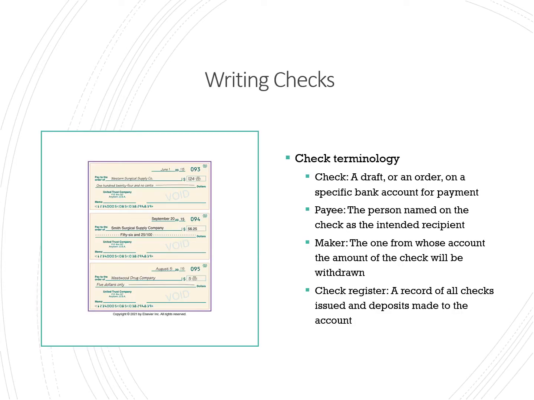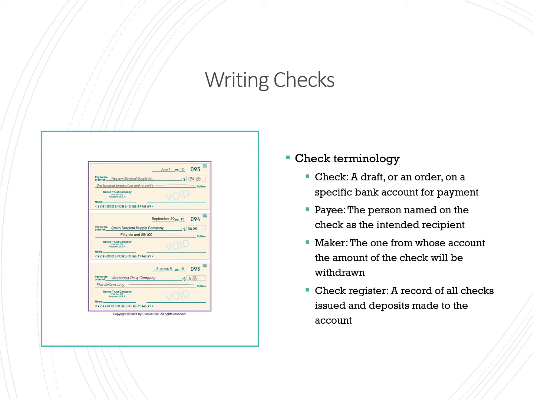Let's talk about some check terminology. First, let's define a check. A check is a draft or an order on a specific bank account for payment. Then there's the payee. This is the person named on the check as the intended recipient. Next term is maker. This is the one from whose account the amount of the check will be drawn. This is typically the dentist.